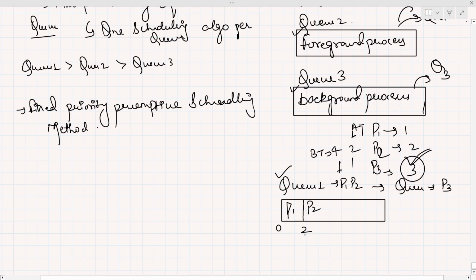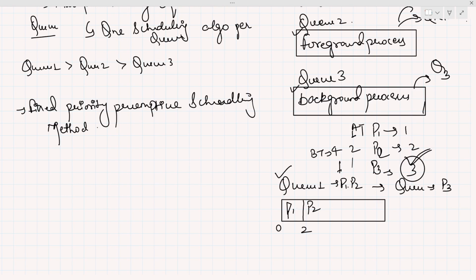Now what you can see is that the P1 process is not completed right now, so it cannot continue. Why? Because another higher-priority process comes at one particular arrival time. So this is the meaning of preemptive. We solved so many questions with preemptive algorithms, so the same thing happens in this case as well.